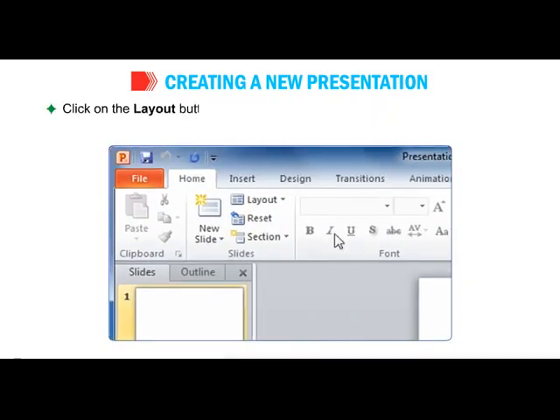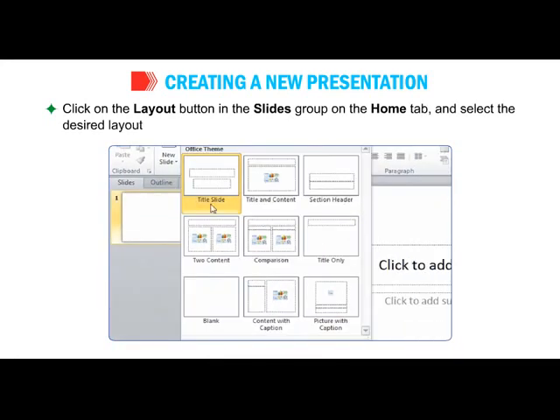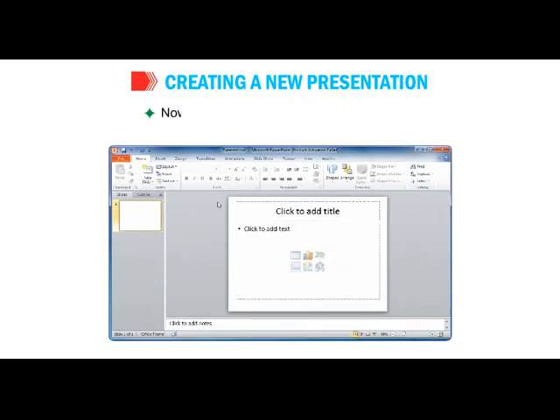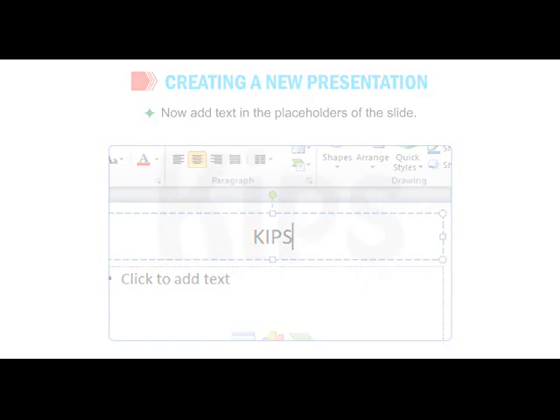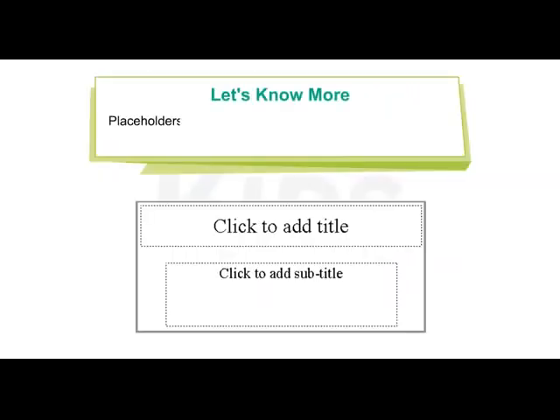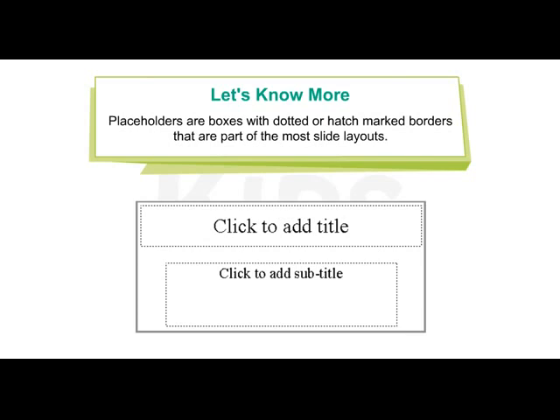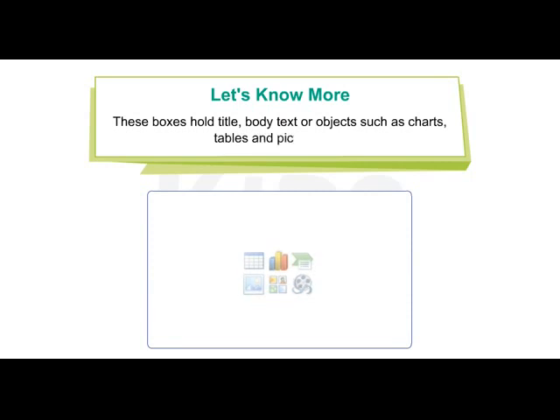Click on the Layout button in the Slides group on the Home tab and select the desired layout from the displayed list as shown in the figure. Now add text in the placeholders of the slide. Students, what are placeholders? Placeholders are boxes with dotted or hatch-marked borders that are part of most slide layouts. These boxes hold title, body text, or objects such as charts, tables, and pictures, etc.